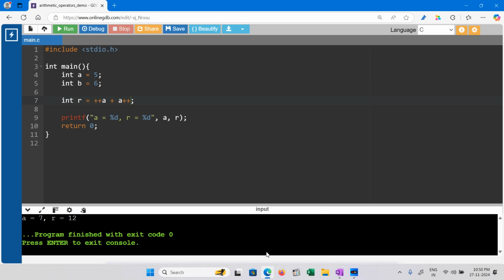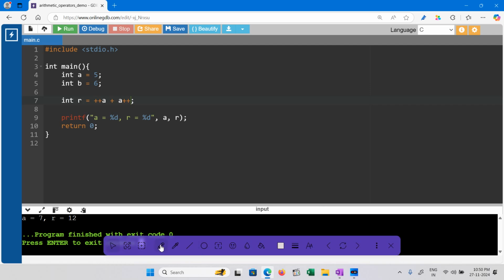As per the table, post-increment is higher in precedence. So r equal to, if I evaluate a++, a will become its old value will be put here, and a will become 6, and here if I use ++a, it will become 7. So the answer will be, as per our theoretical concept, 12 and 7. So let's execute and see.